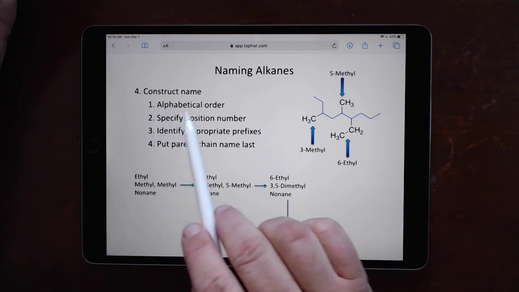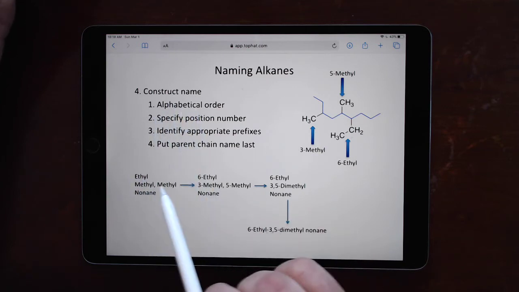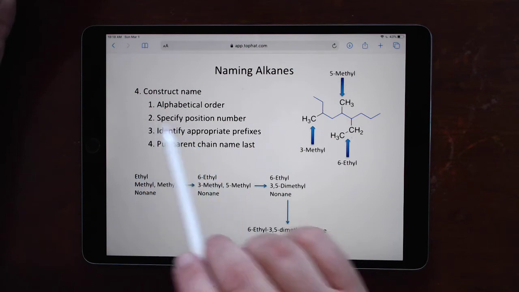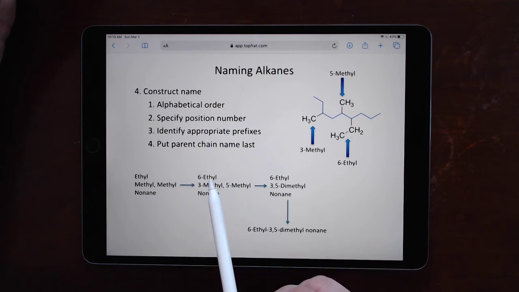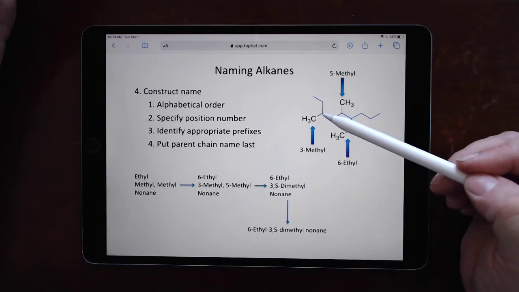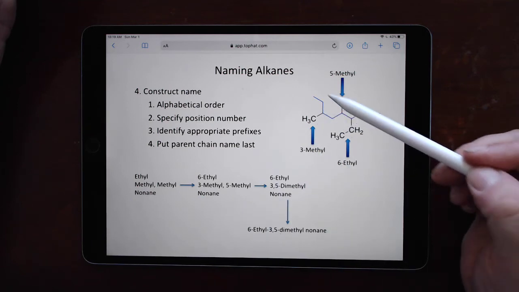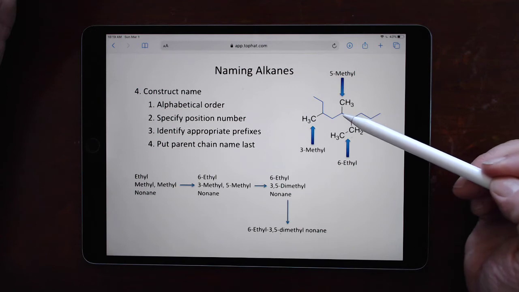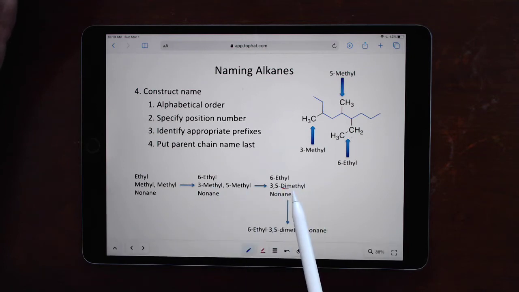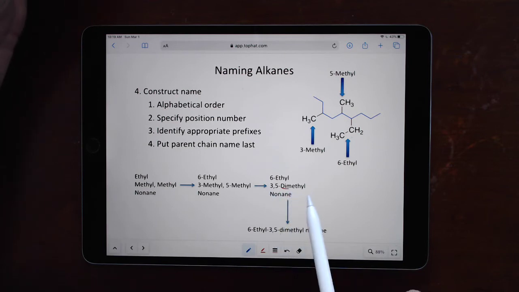So put them in alphabetical order. Ethyl comes before methyl, and then the main chain is going to be at the end. Then specify the number. The ethyl is at carbon 6. We have a methyl at carbon 3, methyl at carbon 5. Now these we can combine into dimethyl, because otherwise it's going to be 3-methyl, 5-methyl. It's easier to say 3,5-dimethyl.